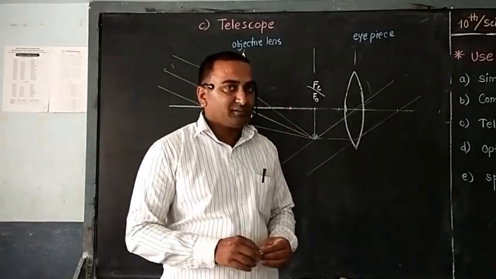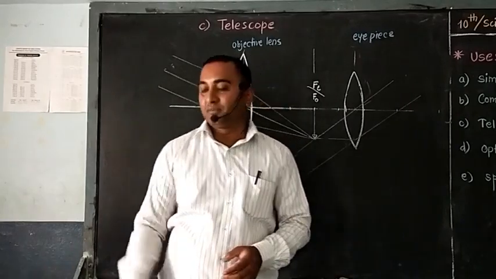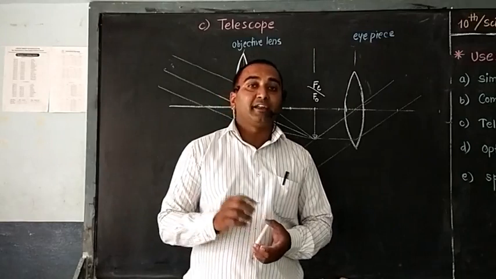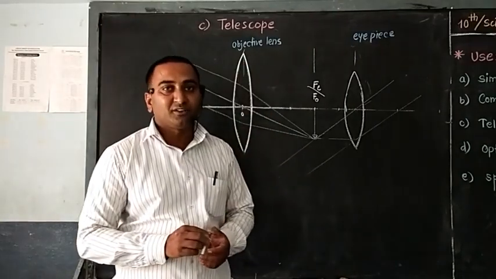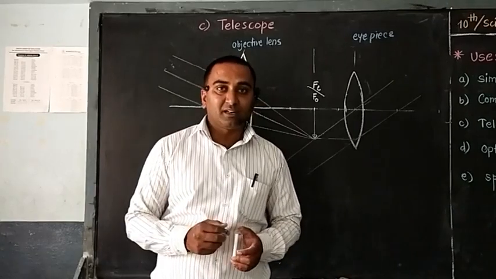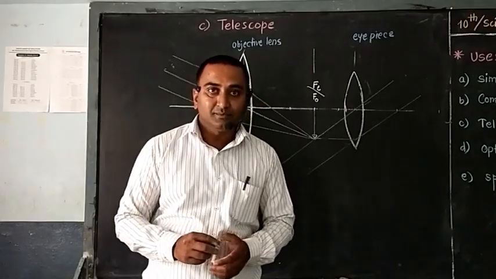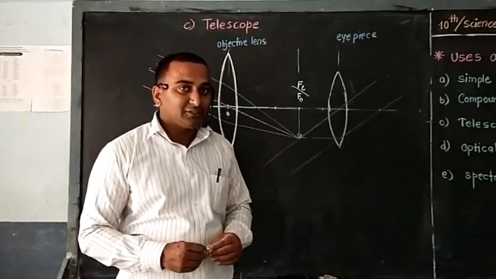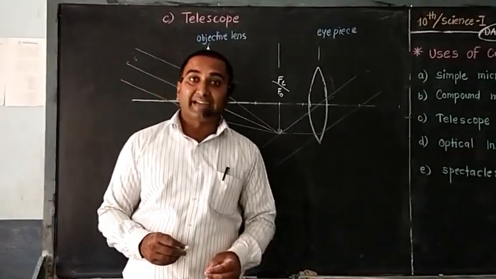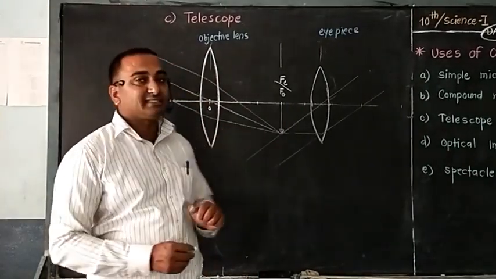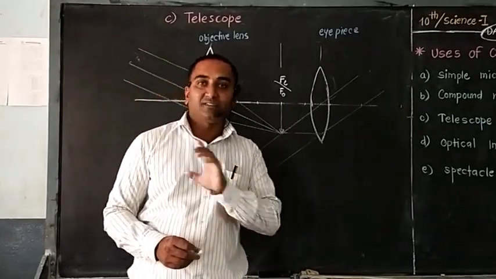Telescopes are of two types. One is the reflecting telescope and the second is the refracting telescope. Within reflecting telescopes, we are using mirrors, that is, concave and convex mirrors, which we discussed in the 9th standard. That is not a part here because they are using mirrors. But refracting telescopes, which use lenses, we are discussing in the 10th standard. See how they are working.